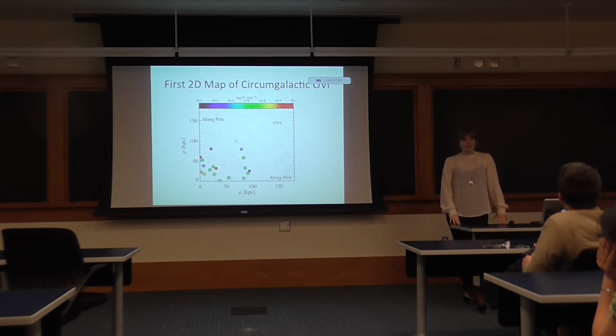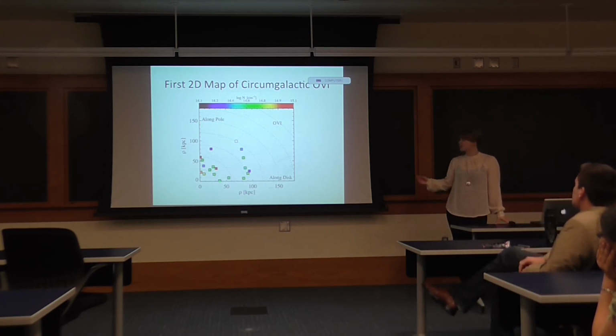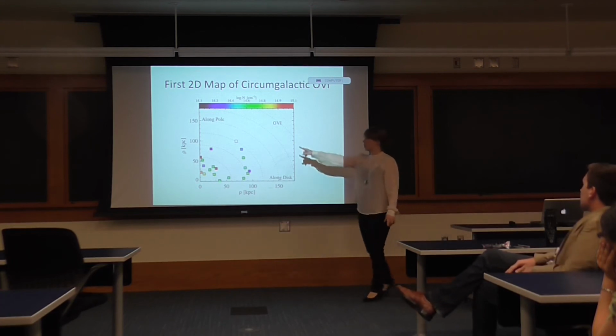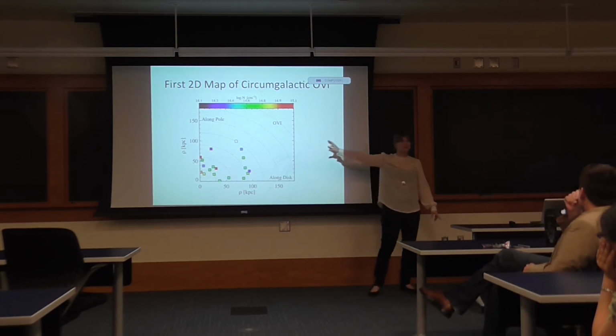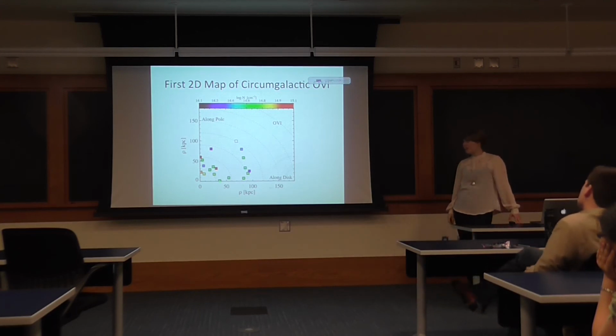So you would do it with oxygen 6? No, I can do it with all the different ions. I have lots of magnesium too. Oh, the magnesium is actually way more associated with the pole. Oxygen 6 is a little more diffuse. What about Lyman-Alpha? Lyman-Alpha is similar to the oxygen 6.